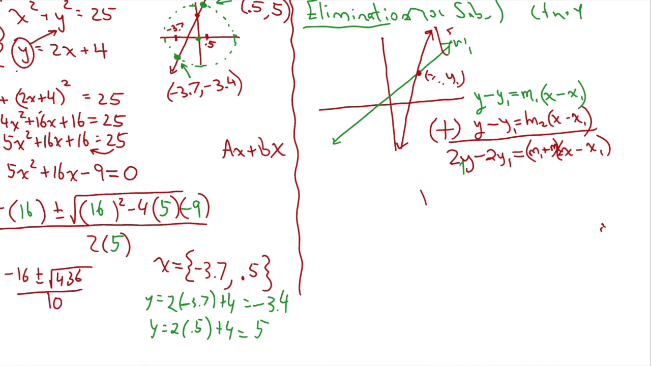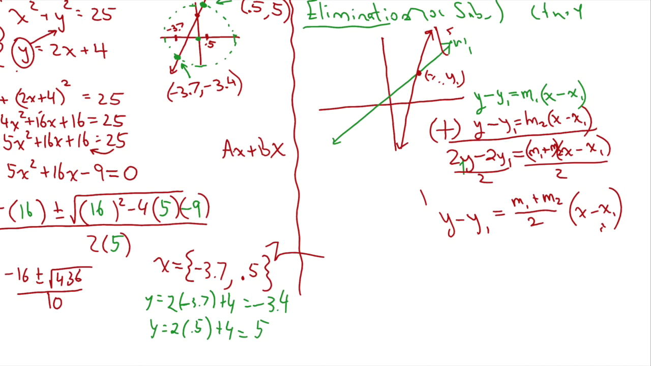Is it pretty? No. So here's what I can do. I don't like these 2's here. So what can I do to both sides? Divide by 2. So when I do that, I get y minus y sub 1 is equal to m1 plus m2 over 2 times x minus x1. What is that? Well, it's a line that has a different slope. It's the average of the slopes, if you want to think of it that way.